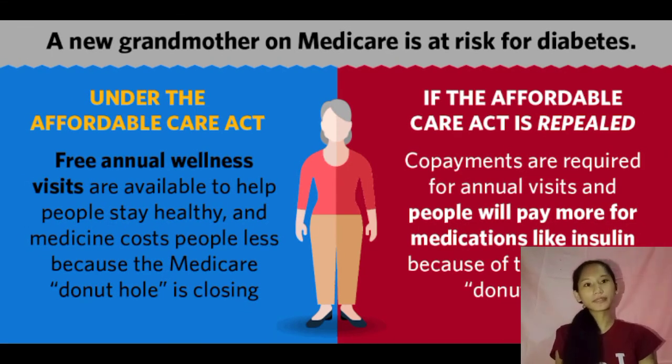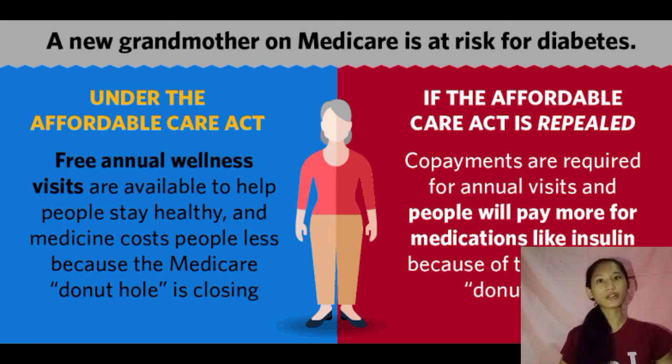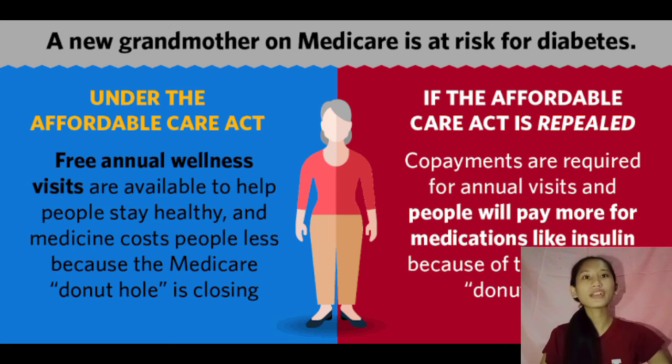Another situation includes a new grandmother on Medicare who is at risk for diabetes. So how would the Affordable Care Act help in addressing the health disparity? Under the Affordable Care Act, there are free annual wellness visits available to help this grandmother and other people stay healthy, and medicine costs people less because the Medicare donut hole is closing. Now, if the Affordable Care Act is repealed, co-payments are required for annual visits, and people will pay more for medications like insulin because of the Medicare donut hole.